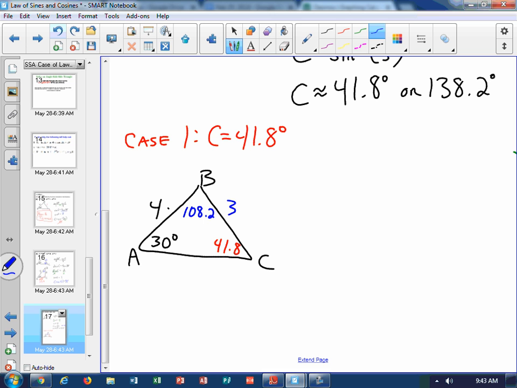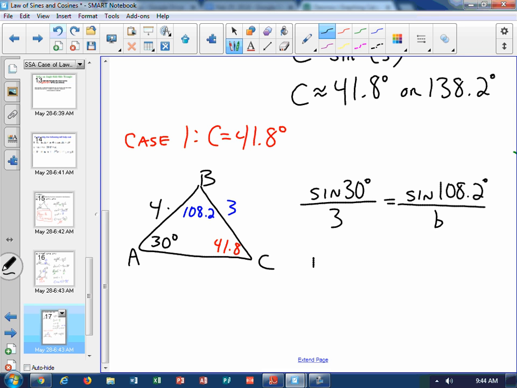So now to find side B, we use sine of 30. Always use the information that you were given. Don't use any information that you rounded with, like the 41.8. Sine of 30 over 3 equals the sine of 108.2 over B.